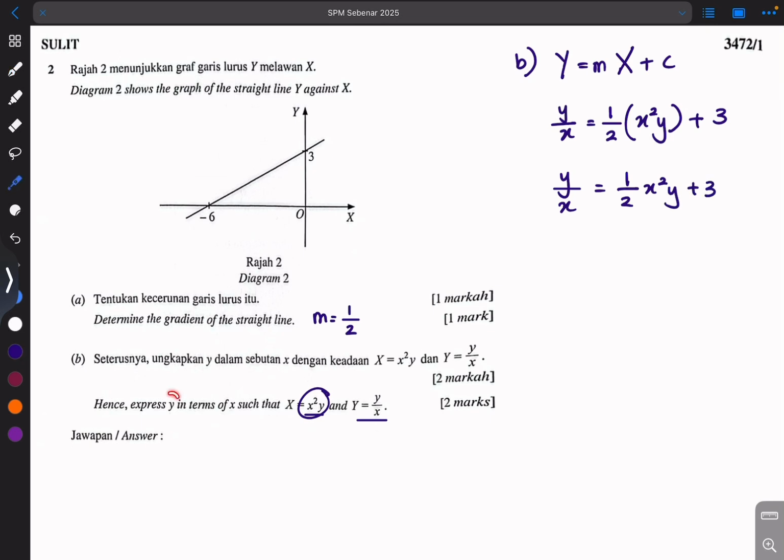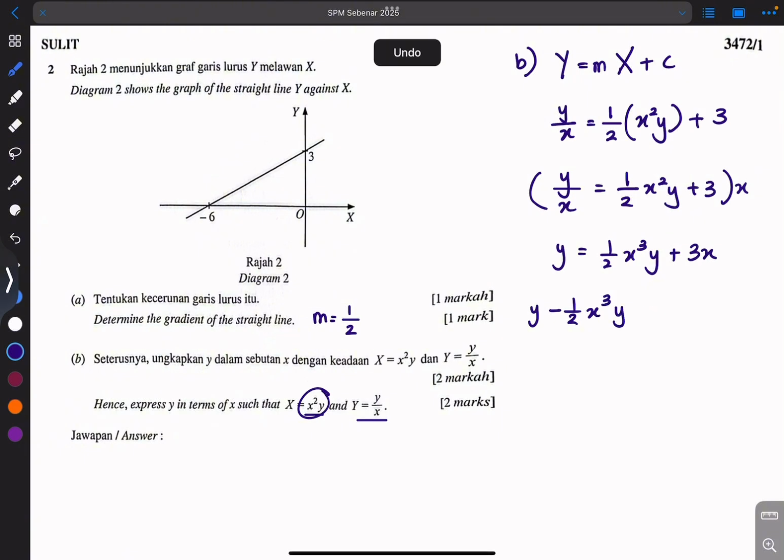We need to find y in terms of x. So whichever terms have y, we bring it to one side. Or you know what? We can get rid of the denominator first. So the whole equation we times x. So we get y equals 1 over 2 x cubed y plus 3x. And then whichever term has y, we bring it to one side. So we'll get y minus 1 over 2 x cubed y equals 3x.